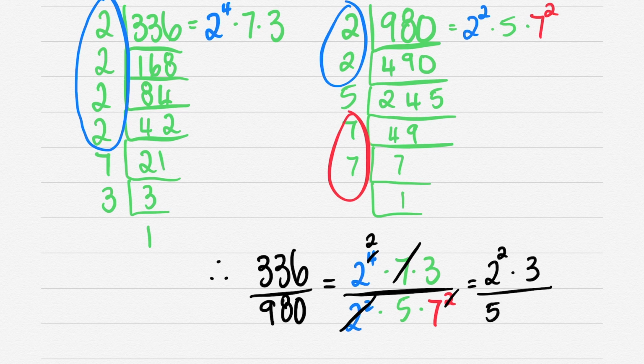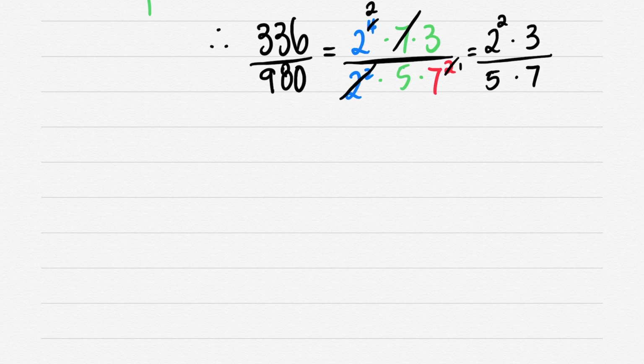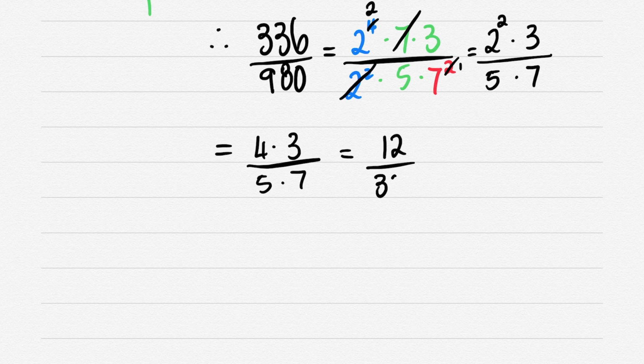2 times 2 is 4. 4 times 3 is 12. You have 12 over 5 times 7, which is 35. So the answer is 12 over 35. Nice and simple. You may not have thought about this easy method of decomposition, but it's a very smart and easy way to solve large fractions. There we have it, 12 over 35. Lovely and easy.